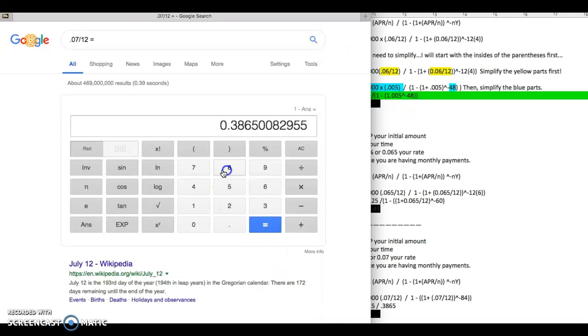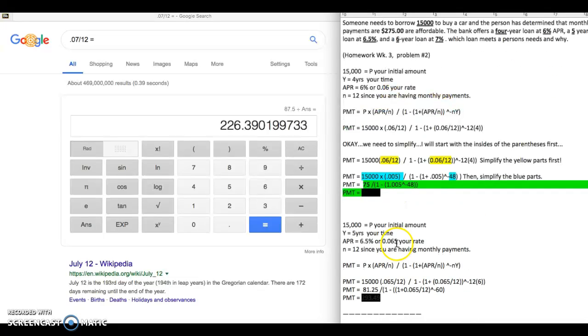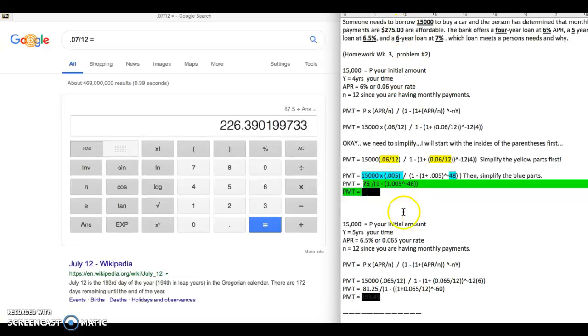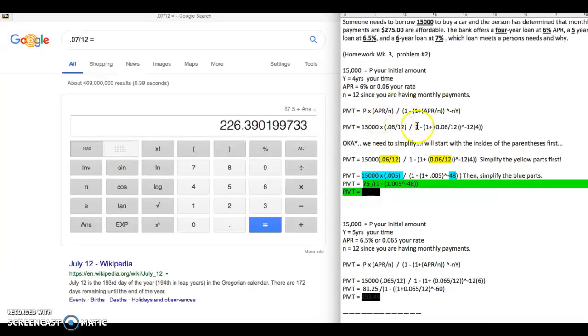Okay, so I'm going to do 87.5 divided by my answer, and I get 226. Let's see if I got that. 226 and about 39 cents. Yeah. So can I afford that? Yeah, I can. I can afford $226. That's less than $275.